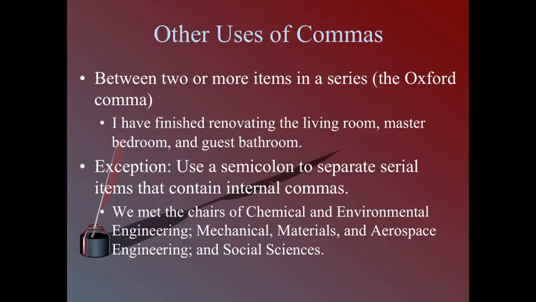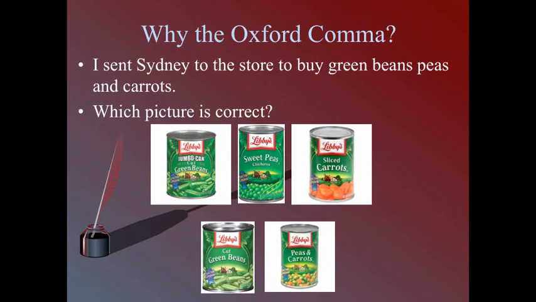We met the chairs of chemical environmental engineering, mechanical, materials and aerospace engineering, and social sciences. So this sentence is listing the chairs of various departments. This second department here has commas in it and a conjunction. If you didn't have the semicolons here, you might think that mechanical materials and aerospace engineering and social sciences is all one entity, but it is not.